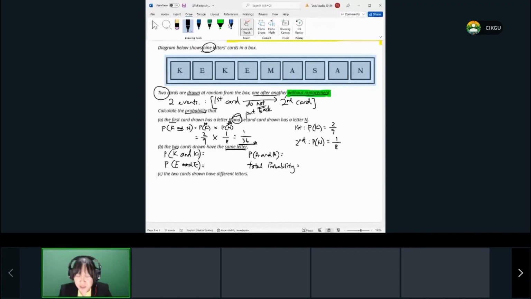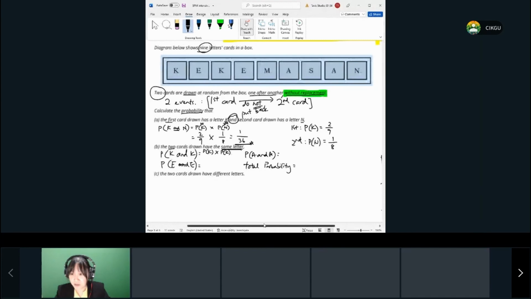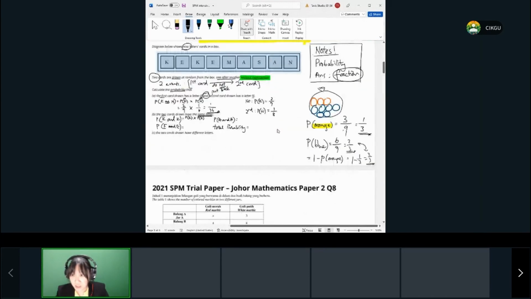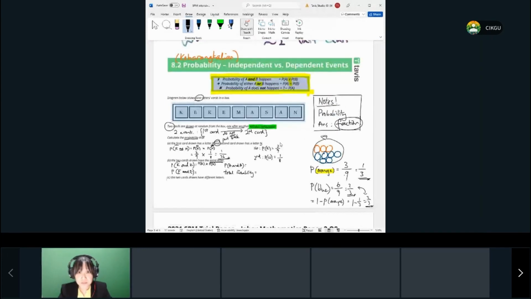Okay, let's do this one by one. For K again, you must find the probability of finding the K, multiplied by the probability of finding the K again for the second time. I think there is not much space left, so I need to erase this part because I need more space. This one we no need. You guys can try first, no need to wait for me. Hopefully you'll get the same answer as me.